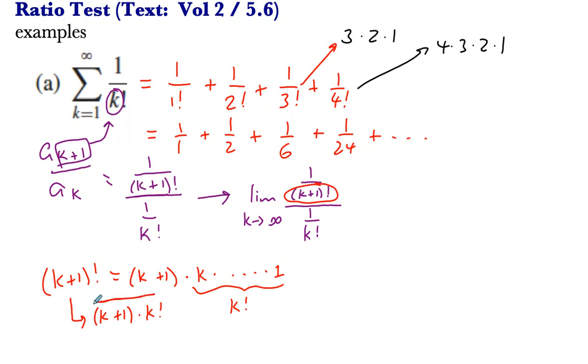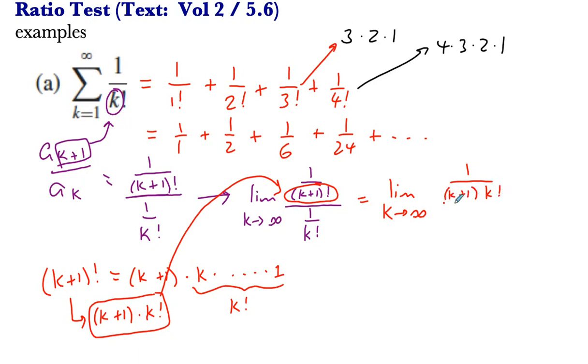Let's take this and replace it here. We end up with this new limit. Limit as k approaches infinity of 1 over (k plus 1) k factorial, over 1 over k factorial. Now remember how we divide fractions. We multiply by the reciprocal of the denominator. So this becomes k factorial over 1.